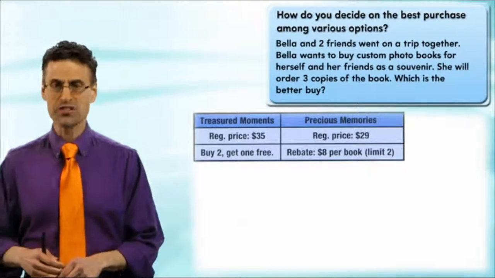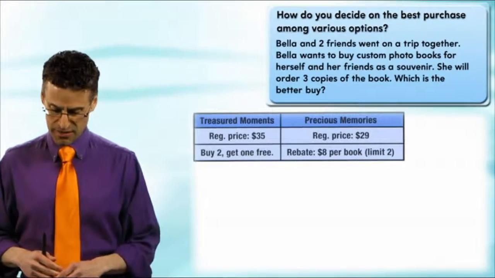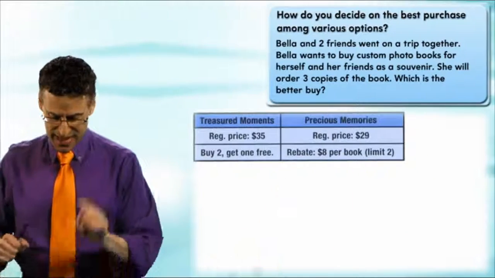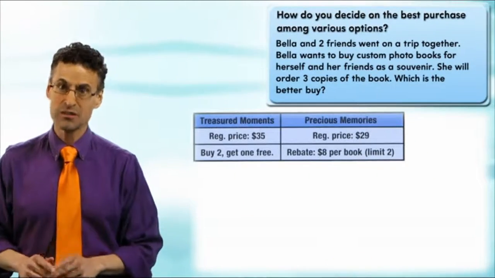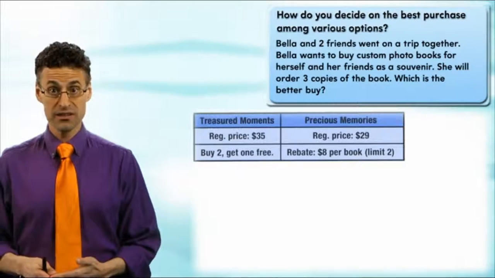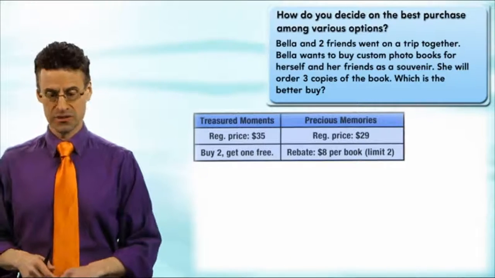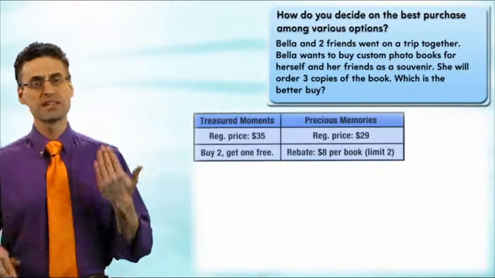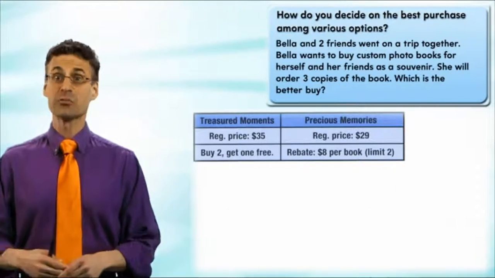But check out what Precious Memories is offering. They're saying our regular price is $29, but we'll give you a rebate. We'll just give you cash back, $8 per book for up to 2 books. So, which is the better deal? Look, the $29 and you get money back, this sounds like the real bargain. $35, I don't know. But it doesn't matter what we think by glancing at it, it's what we think after we do the math.